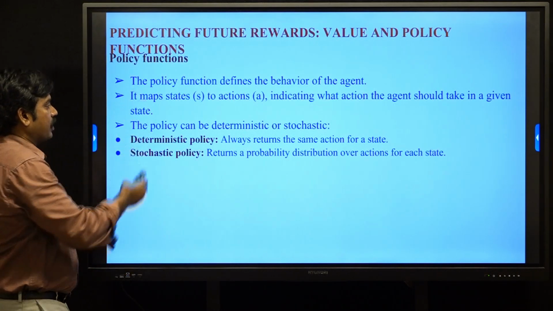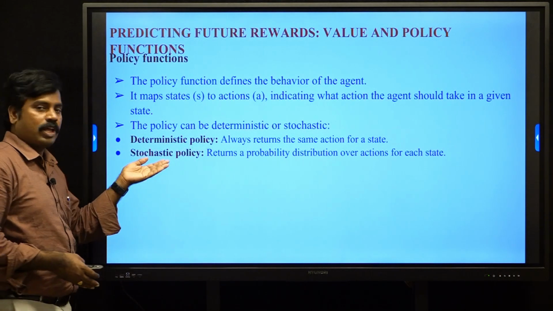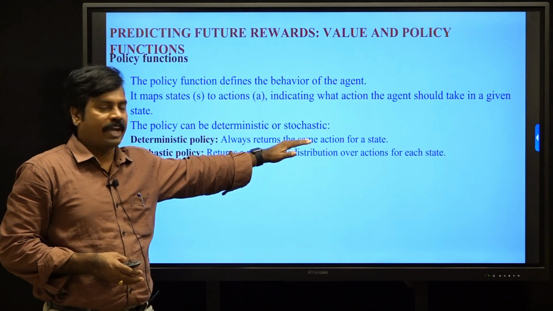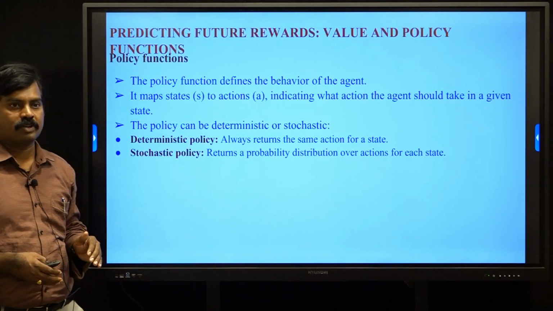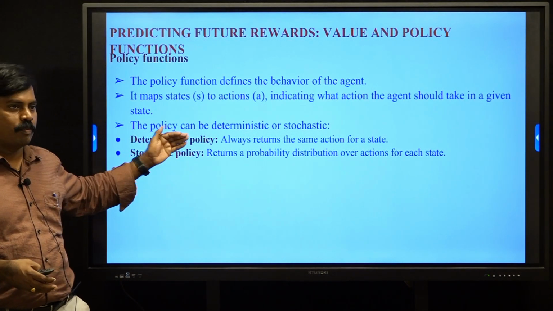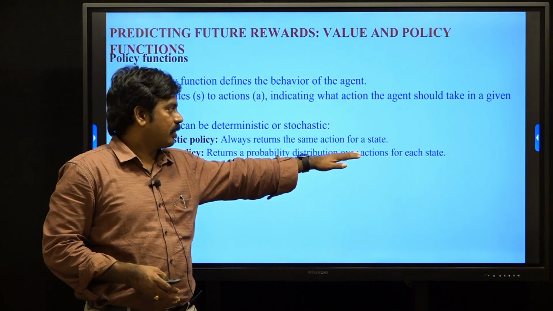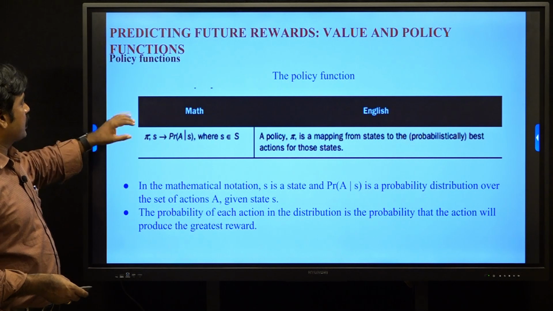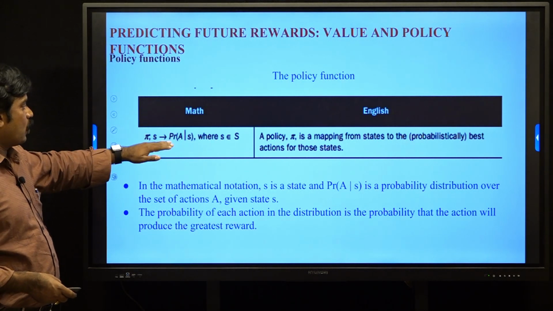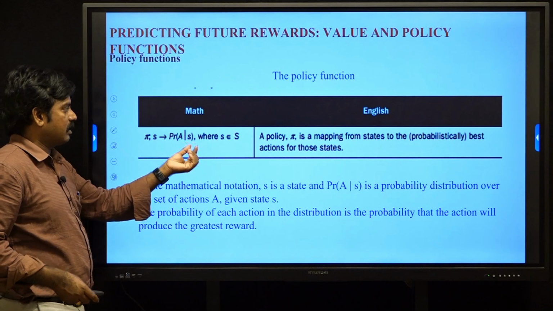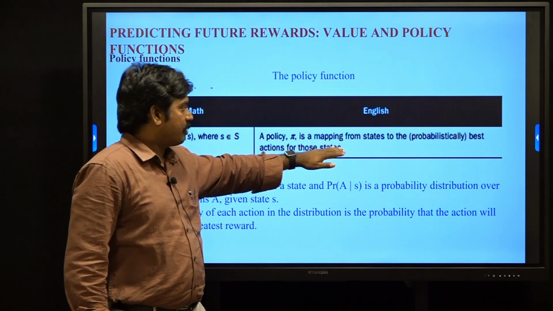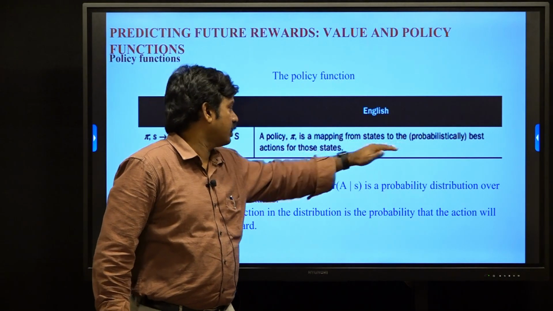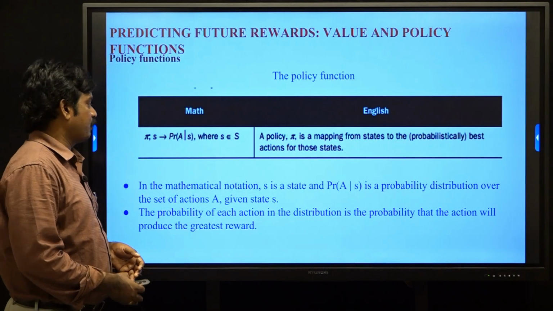These policy functions are either deterministic or stochastic. A deterministic policy function always returns the same action for a state. A stochastic policy returns a probability distribution over actions for each state. For example, the policy function pi of the state S gives the probability distribution of actions in the state S. The policy pi is the mapping from states to the best actions for those states. These actions are the probabilistically best actions for those states.